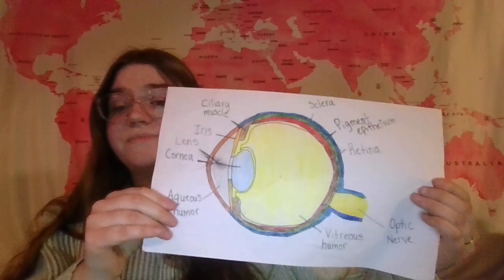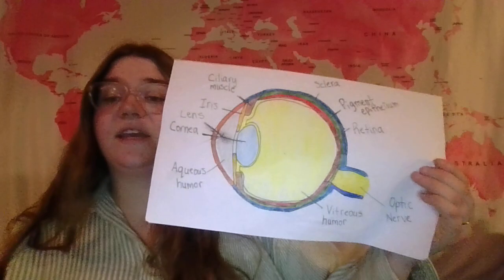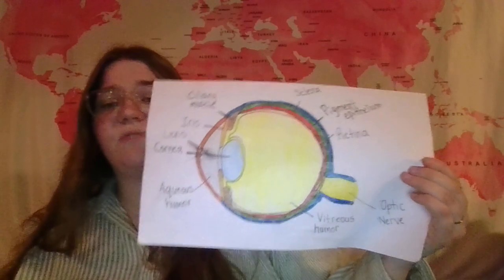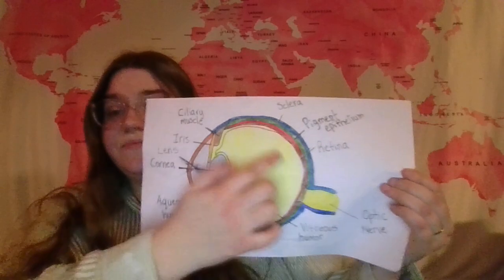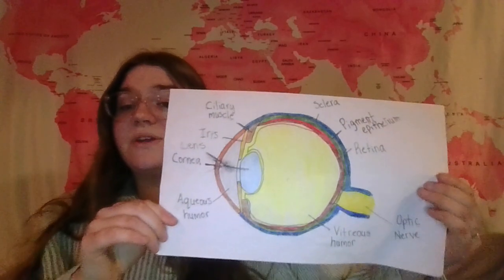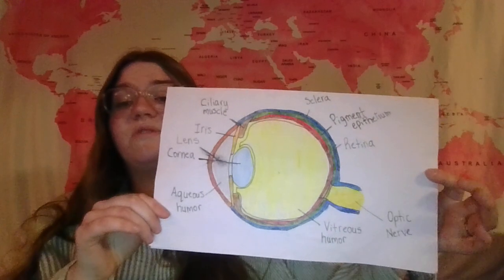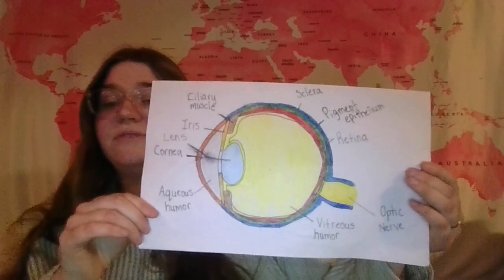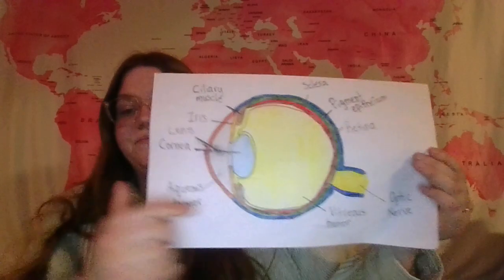Cones and rods, the photoreceptor cells, detect light and initiate this conversion. The fovea, a central depression in the retina, is densely packed with cones, providing the sharpest color vision. Signals from the photoreceptors travel through the retinal ganglion cells and exit the eye via the optic nerve.